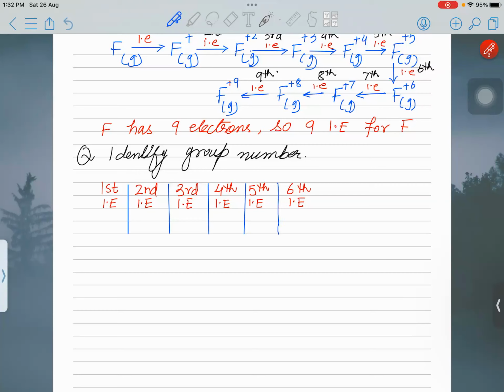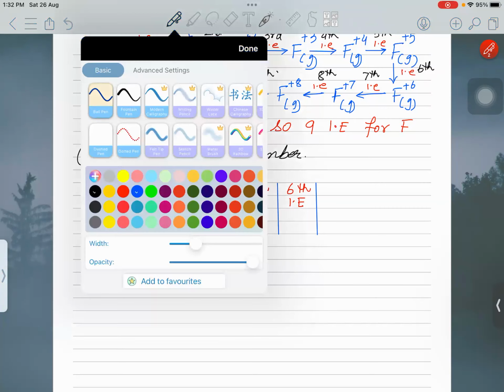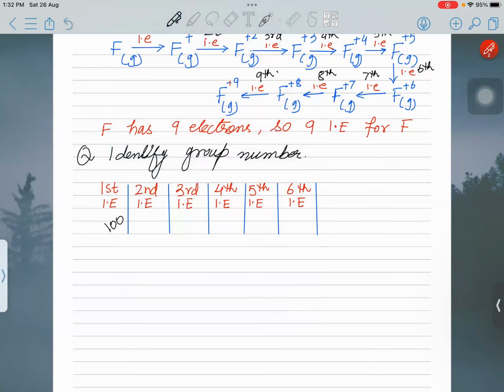So the first ionization energy is 100. The second ionization energy is 120. The third is 9,000, the fourth is 9,100, then 9,200, then 9,350, then 90,350, 90,200, 90,100, then 90,000.